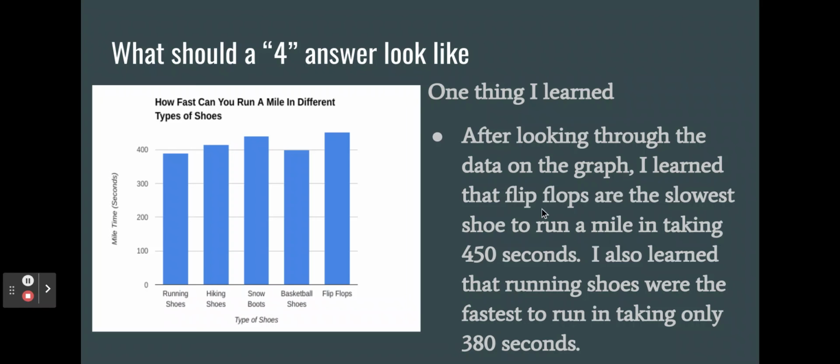I claim that flip-flops are the slowest. The 450 seconds of time is evidence for that claim. I also claimed that running shoes were the fastest, and by saying it took 380 seconds in running shoes, that's evidence for that claim. So I talked about multiple pieces of evidence from the graph. I made a couple of claims about what I've learned, and I provided evidence to support those claims. So that is a level 4 answer. And you can see this answer is not overly long. It's 2 sentences, but those 2 sentences provide a lot of information.